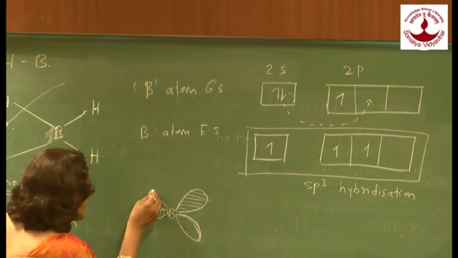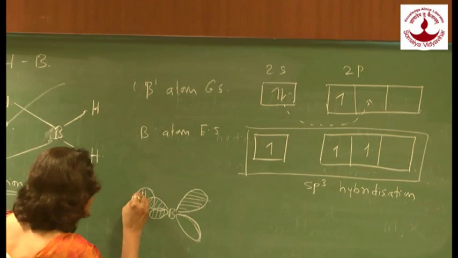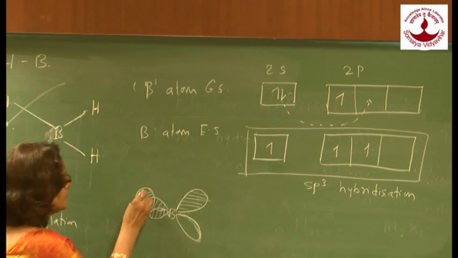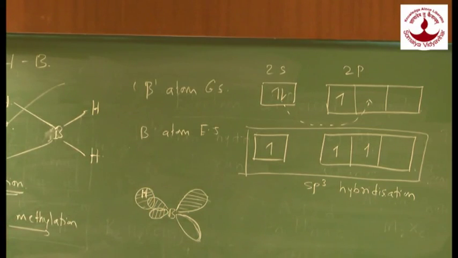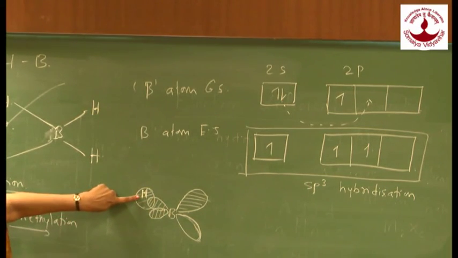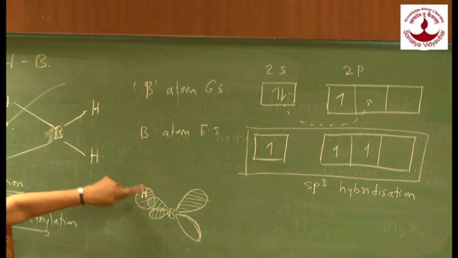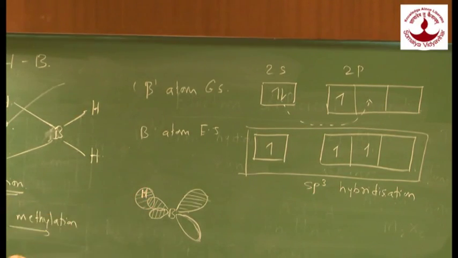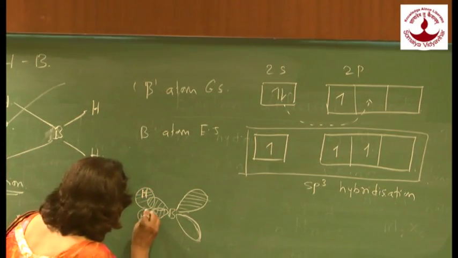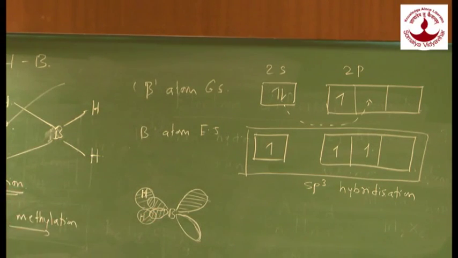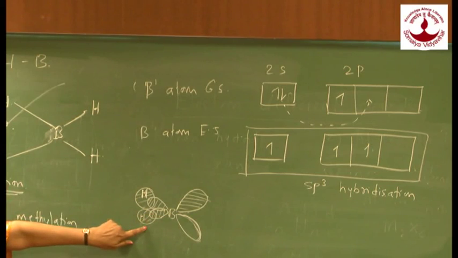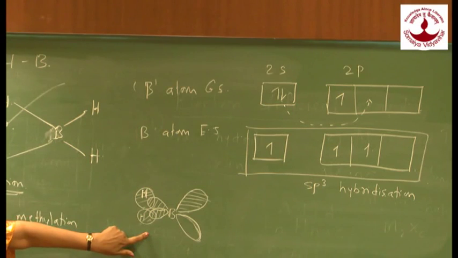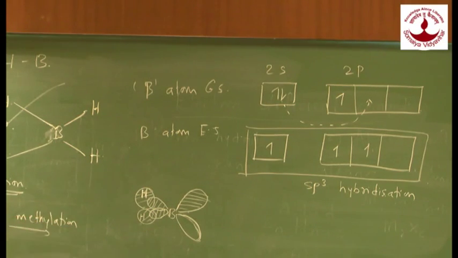So these hydrogen atoms also have 1 electron in their 1s subshell. So the 1s subshell of one of the hydrogen atoms overlaps with 1 filled sp3 hybrid orbital of boron. Then the second hydrogen atom overlaps with the second filled sp3 hybrid orbital of boron. Now this boron is left with 2 sp3 hybrid orbitals. One is filled with an electron, another one is vacant.